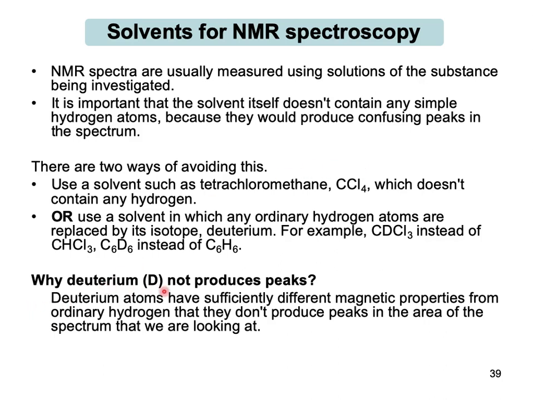Why use deuterium? Because deuterium does not produce any peak in an NMR spectrum, and we can easily analyze our sample protons, our sample nuclei, through NMR analysis. Deuterium has different magnetic properties from ordinary hydrogen. That's why we do not observe any peak in the NMR spectrum in the case of a deuterated solvent.